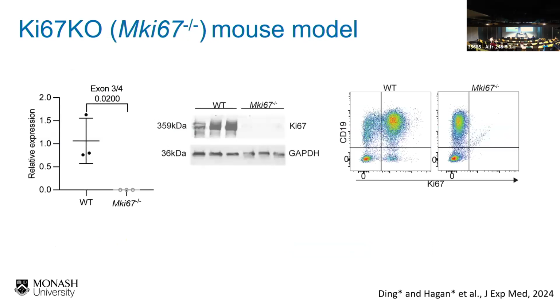To study that, our collaborator at Zhoujie made a Ki-67 knockout mouse model by deleting exon 3 in the Ki-67 allele. And they validated the Ki-67 expression in liver cells by Western and in proliferating cells by flow cytometry. As you can see, our Ki-67 knockout mouse does not express the protein.